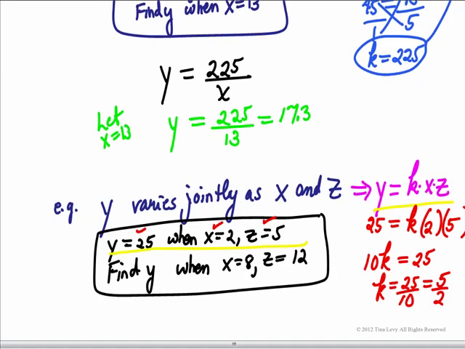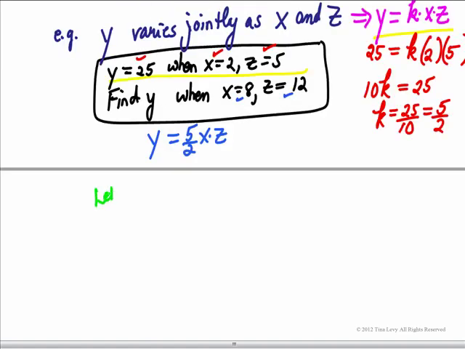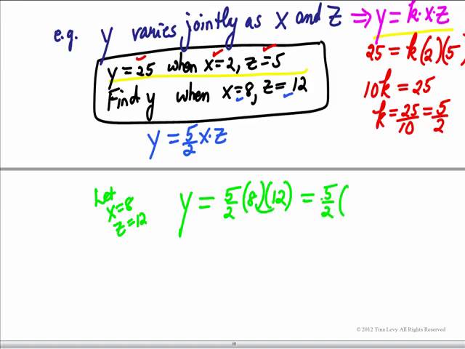Now I put in the actual new equation with this k value. y is 5/2 xz, and now we're ready to substitute x being 8 and z being 12. We let x be 8, z be 12, and we get y is 5/2 times 8 times 12, which is 5/2 times 96. But 2 goes into 96 48 times, so we get 5 times 48, which is 240.